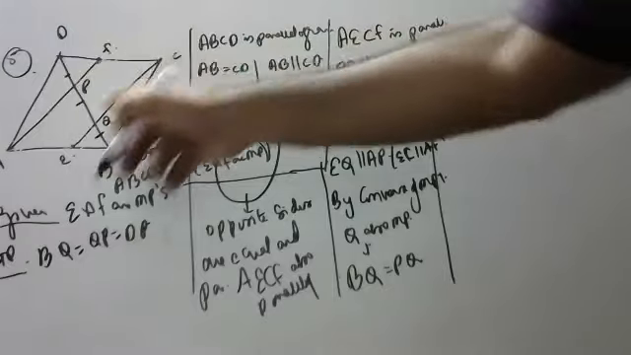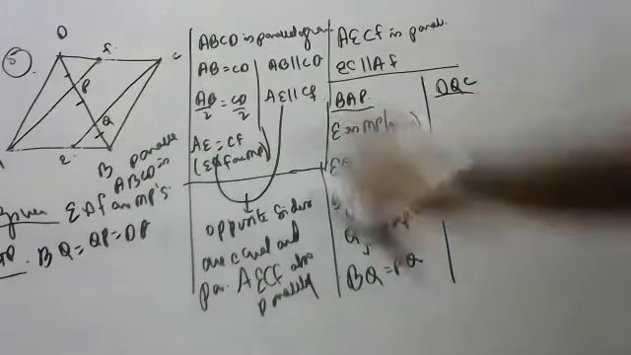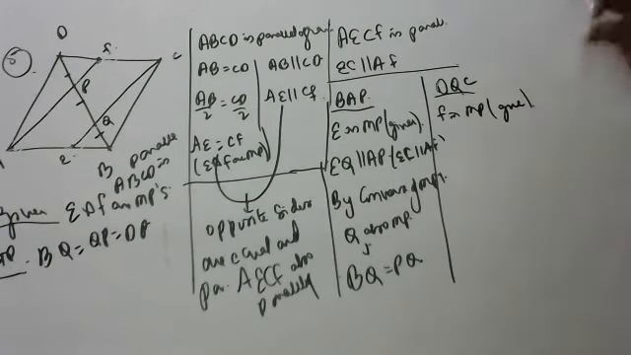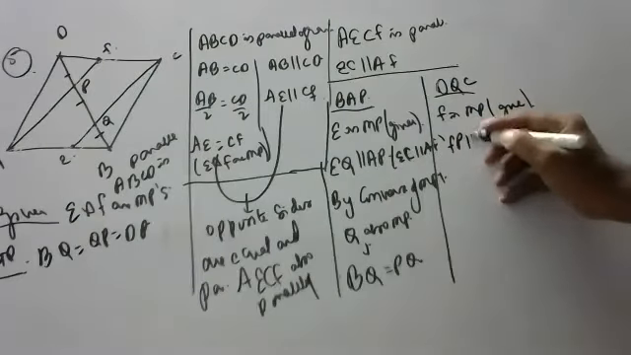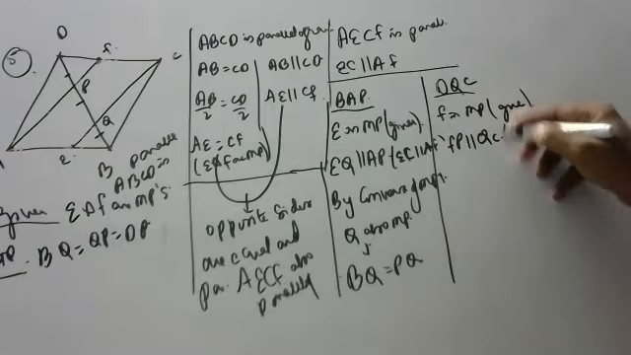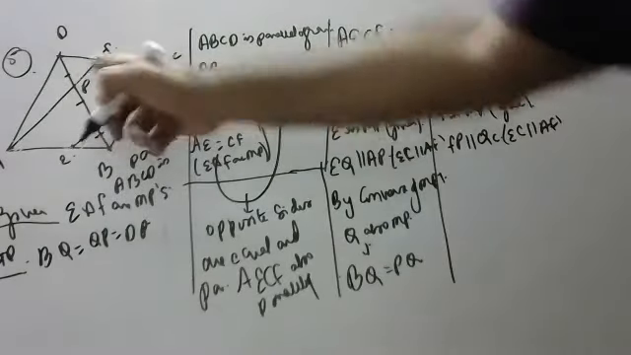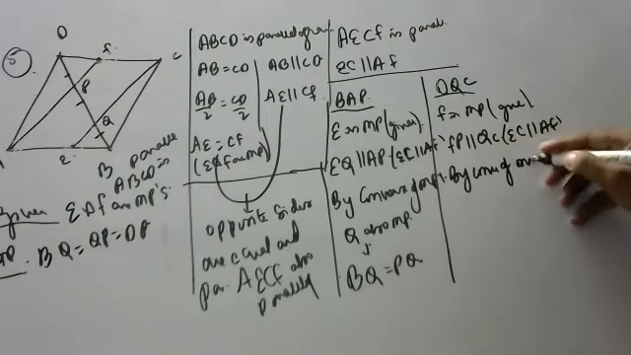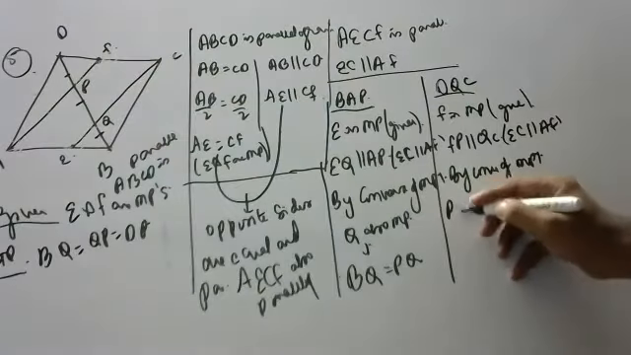Next one, DQC. In DQC, children, F is the midpoint because it is given. FP is parallel to QC. Why? Because EC is parallel to AF. These full lines are parallel, these small lines are parallel. So same, children. By the converse of the midpoint theorem, if F is the midpoint, P is also a midpoint.